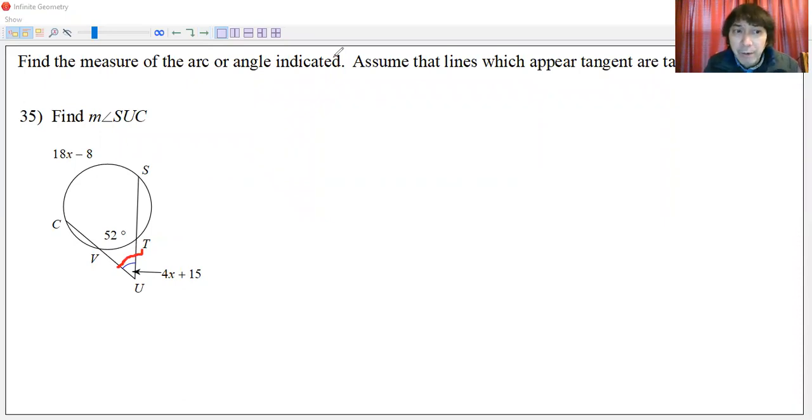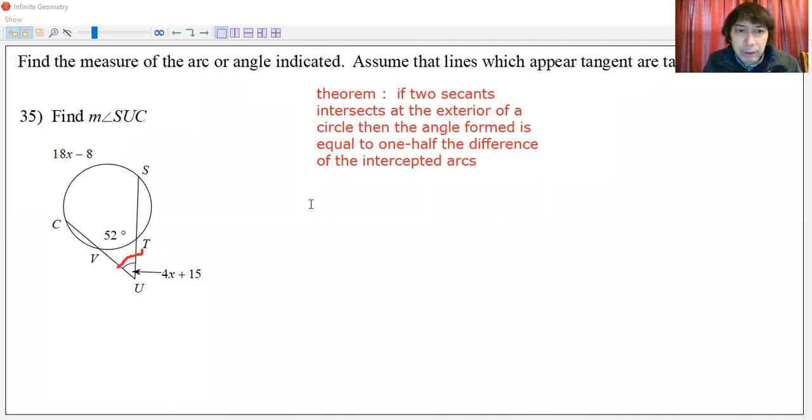Let's have our working equation. The angle is 4x plus 15. So we still have two intersecting secants. That means this particular theorem is still applied. And our working equation is 4x plus 15, that's the angle, is equal to 1/2 of the difference. So we will get the first arc 18x minus 8, the larger arc, minus the smaller arc 52, and then the difference is divided by 2.